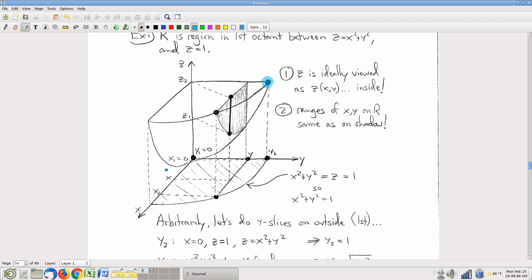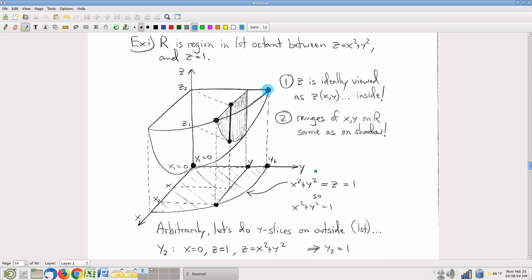To get our upper Y bound as we're slicing in the Y direction, I need to understand that point. What do I know about that point? Well, I know several things. One is that clearly that point is on that plane. You can see it right there. It is also on that paraboloid.